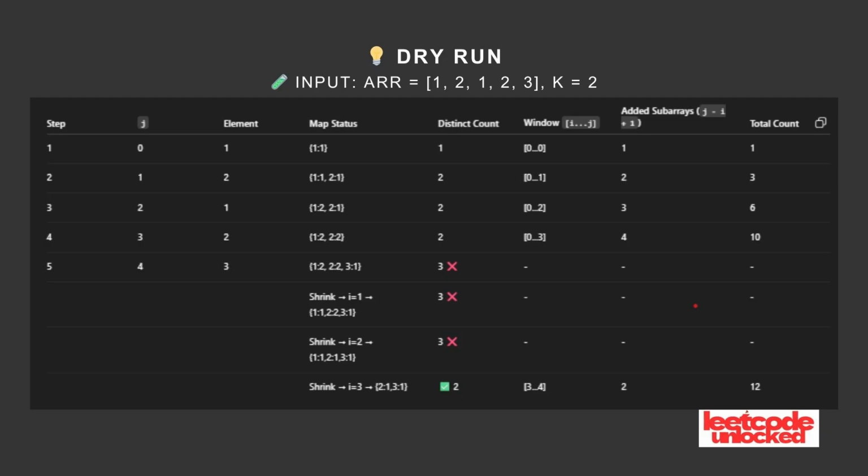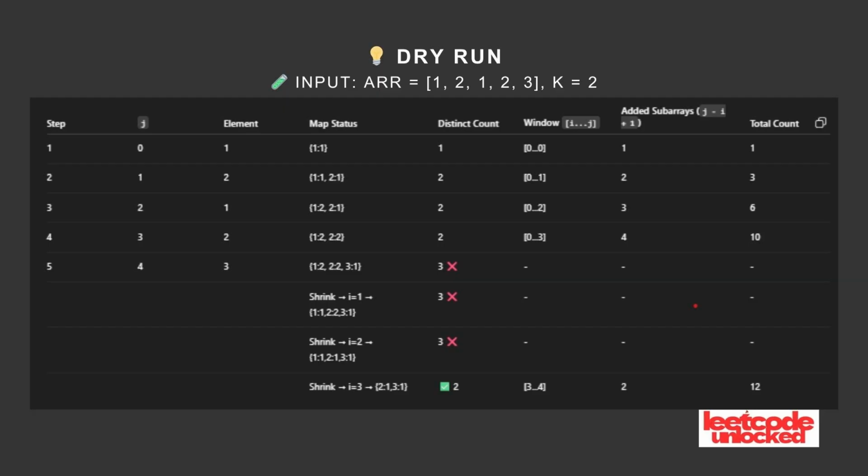Step 2. j equals 1. We include 2. Map is 1 to 1, 2 to 1. Now we have two distinct elements, still valid. We add two subarrays ending at j equals 1. Total equals 3. Step 3. j equals 2. Element is 1. We now have 1 to 2, 2 to 1. Still just two distinct. We add j minus i plus 1 equals 3. Total equals 6. Step 4. j equals 3. Element is 2. Map is 1 to 2, 2 to 2. Still valid. Add 4 subarrays. Total equals 10.